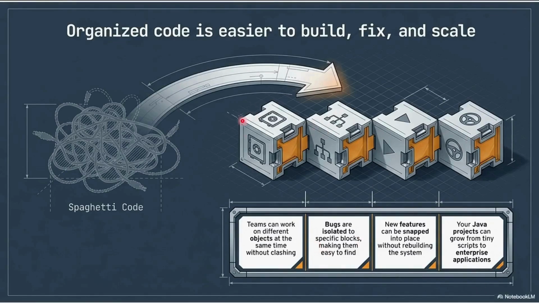Bugs are isolated. So if there is any bug, any error, it might be only in this particular module. If anything goes wrong, it's only in this module. So we need to just focus on this module and not on the rest of the modules. And this is one of the biggest advantages. Okay, new features can be snapped into place without rebuilding the system. We don't need to rebuild anything, just extend, just inherit, and then you can add more features. So your Java project can grow from tiny scripts to an entire enterprise application.